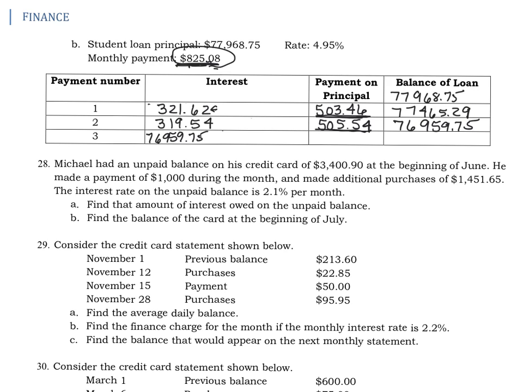So I have that new balance times my rate times my time, which is 1 month, and I put that in my calculator, and I get $317.46. Again, as we've done the last 2 times, I will take my monthly payment, subtract this amount of it, which is interest, and I get $507.62. I take this amount here, subtract it from my previous balance of loan, and I get $76,452.13.